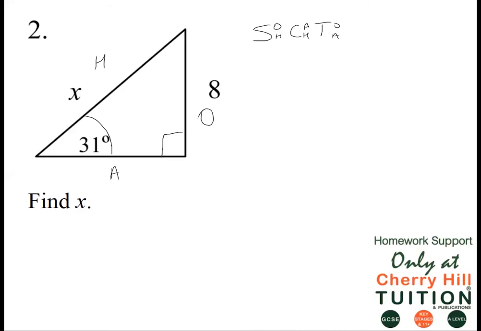Now, we need to look at which formula we need to use out of SOHCAHTOA. To work this out, we need to think about what we've been given and what we are trying to work out. So we've been given the opposite and we are trying to work out the hypotenuse. The adjacent does not really have a big part to play in this question. So we need to focus on a formula that focuses on the opposite and the hypotenuse.